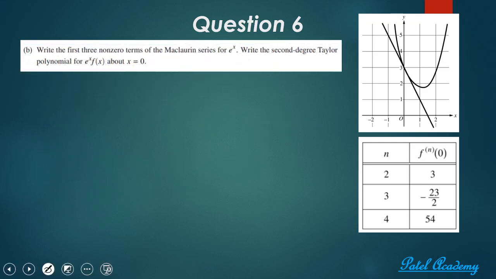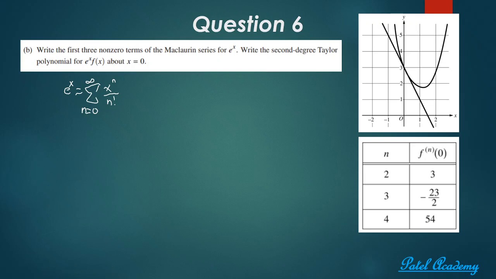Alright, write the first 3 non-zero terms of the Maclaurin series for e to the x. Then write the second degree Taylor polynomial for e to the x times f at x about x equal to 0. Alright, so the Maclaurin series of e to the x is equal to, this is one that you should have memorized, going from n equal to 0 to infinity of x to the nth over n factorial, I believe.